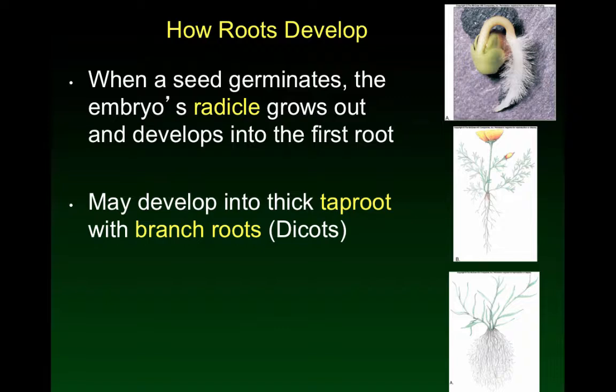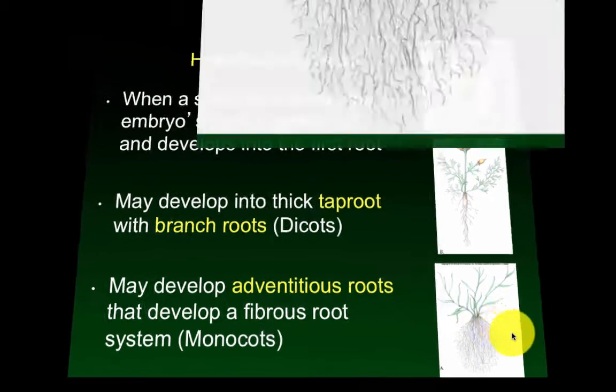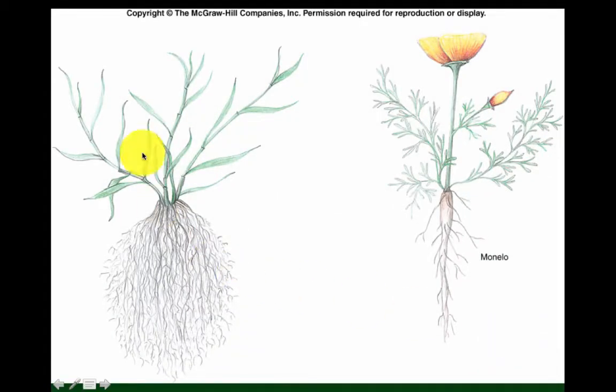So dicots have taproots. Monocots, on the other hand, have adventitious roots or fibrous roots. So you can see here in this grass that the roots are quite fibrous. So here you can see again a monocot versus a dicot. So fibrous root system, and this one is a taproot.